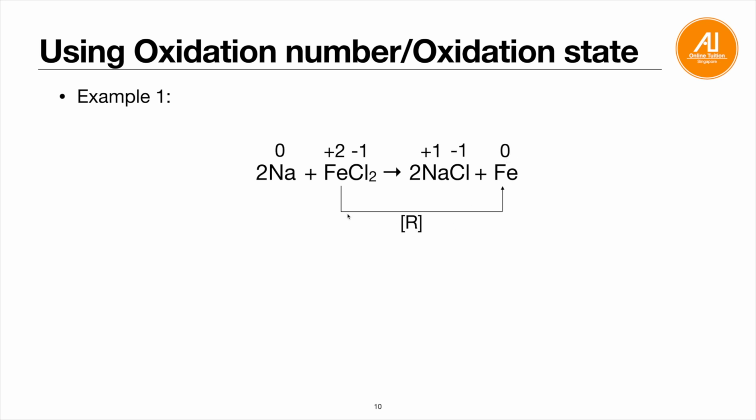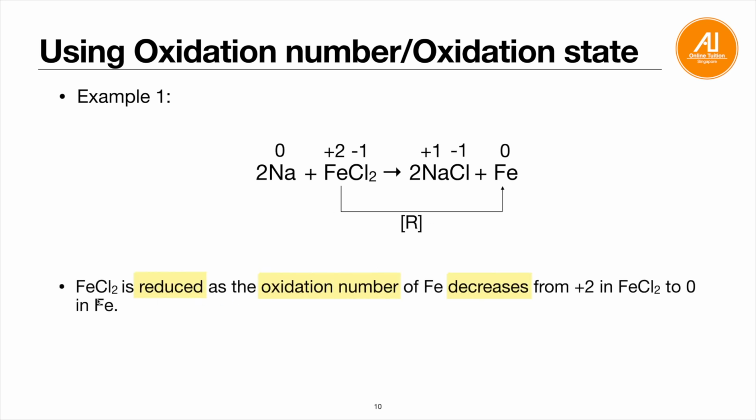Okay, then which element? Okay, so we write down the statement first. So this is the way you write it in a very clear format, like a template for you. Okay, FeCl2 is what? This whole compound is reduced, as what? The oxidation number of what? Of iron. Okay, so oxidation number always refers to the element. So you have to say oxidation number of iron or oxidation number of chloride. You cannot say oxidation number of FeCl2. A compound does not have an oxidation number.